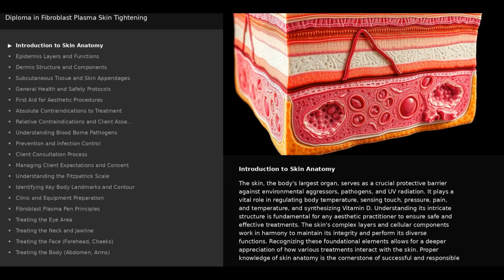Introduction to skin anatomy. The skin, the body's largest organ, serves as a crucial protective barrier against environmental aggressors, pathogens, and UV radiation. It plays a vital role in regulating body temperature, sensing touch, pressure, pain, and temperature, and synthesizing vitamin D. Understanding its intricate structure is fundamental for any aesthetic practitioner to ensure safe and effective treatments.